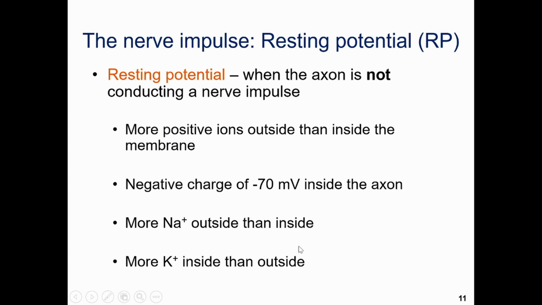There's two particular ions of interest we're looking at as well: sodium and potassium. During resting potential, sodium is mainly outside and potassium is mainly inside. So we have a negative charge, negative 70 in this case. Sodium is locked out and potassium is locked in.